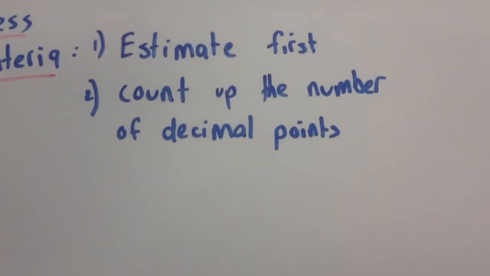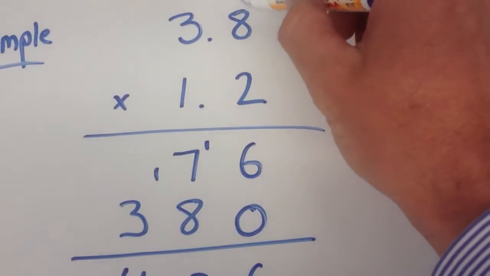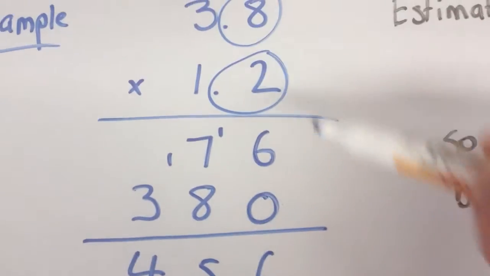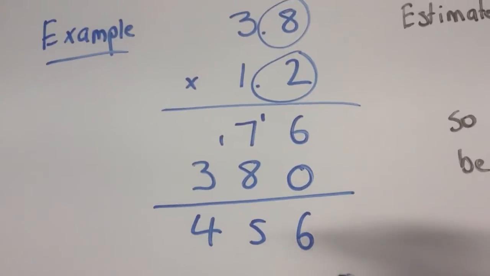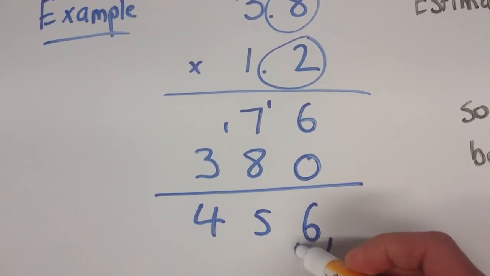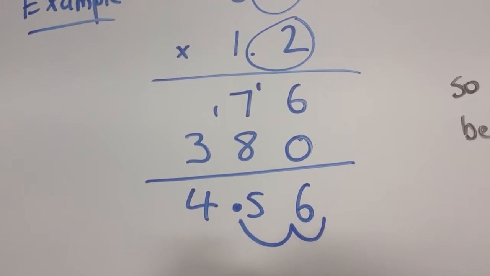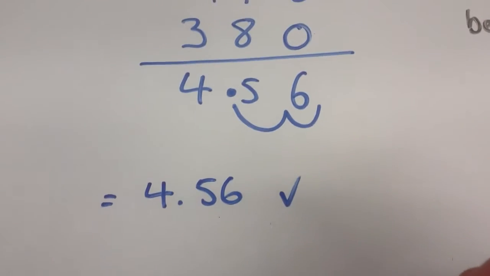So now what I'm going to do is I'm going to count up the number of decimal points. So if I look here, I've got 1 decimal place there, and I've got 2 there. So I've got 2 in total. So what I need to do with my answer is bring my decimal in 2 places. So I go here, and I bring it in 1 and 2. So I'm going to put my decimal point there. So therefore, my final answer is 4.56, and that is correct.